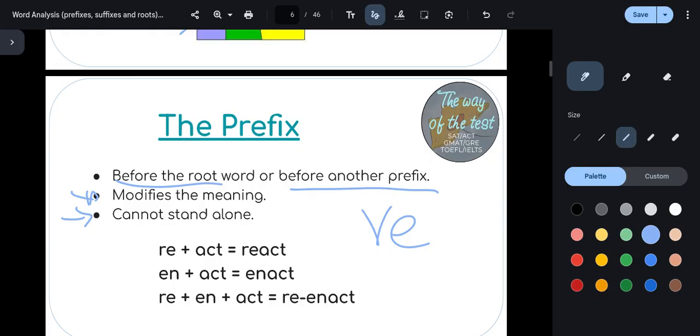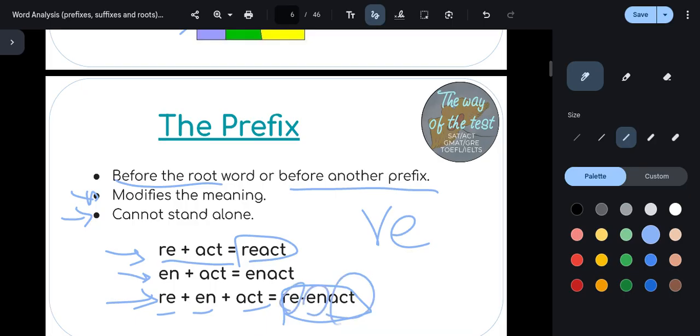So, from the root act, if we add the prefix re, we have react, which is now a different word. It's different from act. It's modifying the meaning of the word act. If the prefix is en, we have enact. And then we can combine those two prefixes to create reenact. And now we have a full-on word with two separate prefixes and a root word.